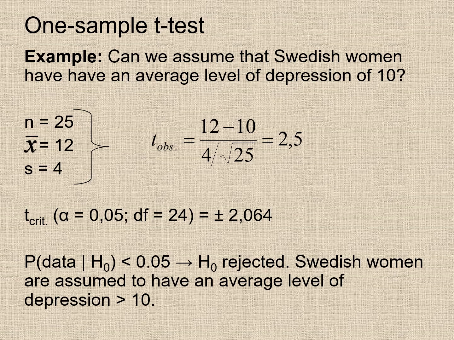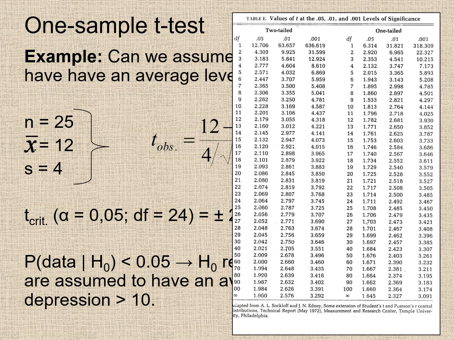So what do we do now? Well, let's have a look in this table here. So these are critical t-values. And we go for significance level 0.05 two-tailed test. That's what we always do. So that would be the first column here. And in order to look at the right row here, we have to decide the degrees of freedom. So in this case, we have 25 individuals in one sample. That means that we have 25 minus 1, 24 degrees of freedom. So if we look at the row with 24 degrees of freedom in the first column, we see a value of 2.064.